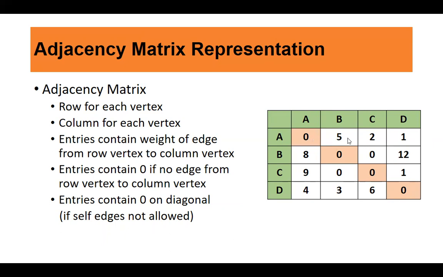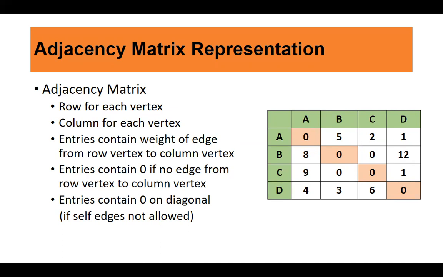Now, these entries are weights on the edges, right? There is an edge from vertex A to B, and the weight on the edge is 5. There is an edge from A to C, and the weight on that edge is 2. There is an edge from A to D, and the weight on that edge is 1. Fine. So this is an adjacency matrix showing the representation of a weighted graph, right? Weighted graph means there are weights on the edges, as we already saw in the previous slides.